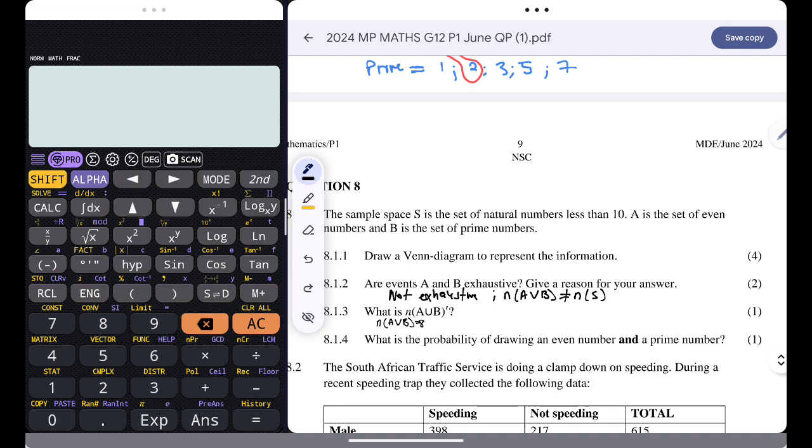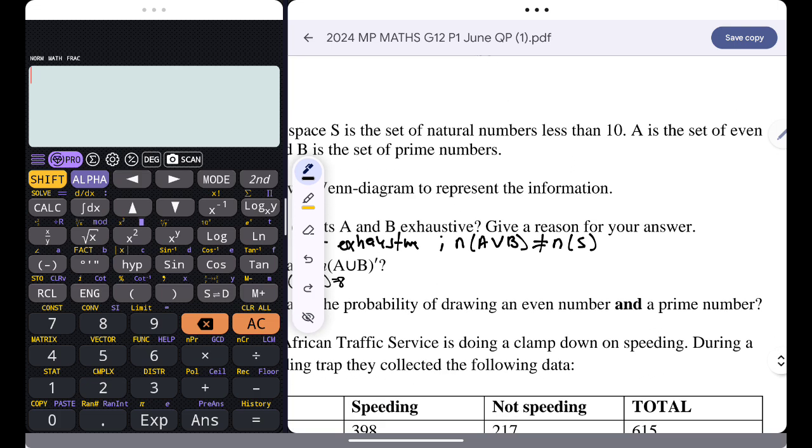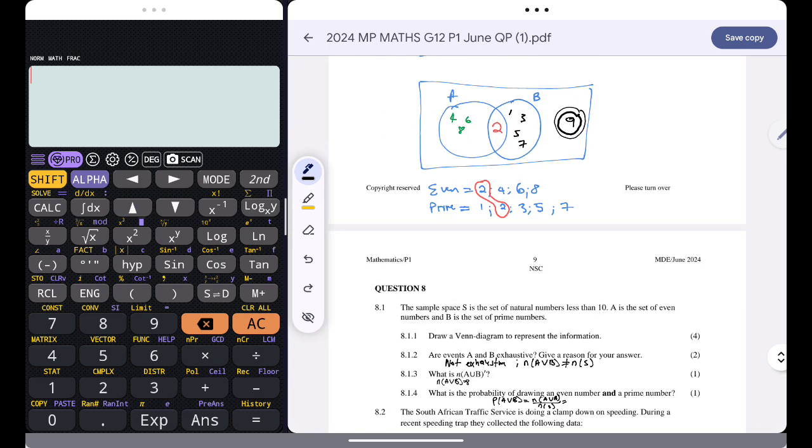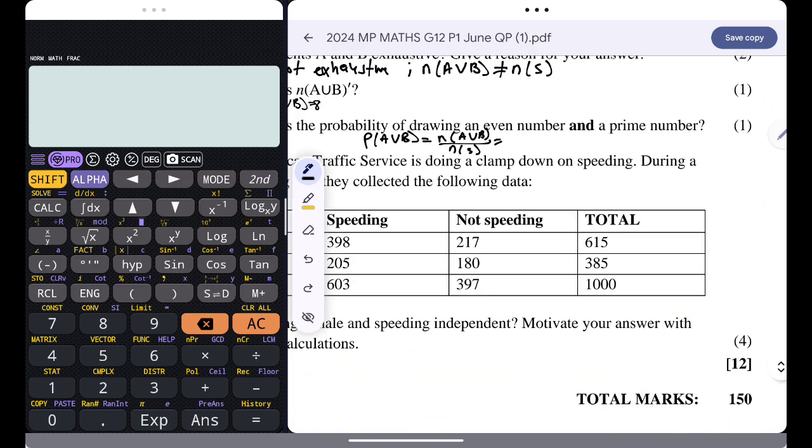Then we are being asked, what is the probability of drawing an even number and a prime number? So the number of even numbers which are also prime numbers all over the total number in the sample space. I only have one number, guys, which is like that, and that number is just 2. So I'll simply say the answer is just 1 all over 2, because there's one number which is just an even number and a prime number at the same time.